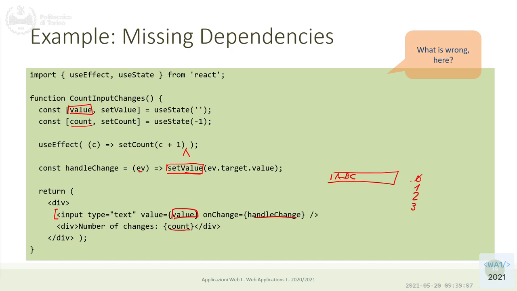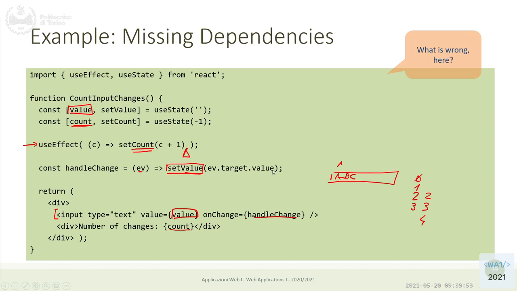What happens here is that the modification of c itself modifies a state variable and creates a new render of the component itself. So when I type A, of course, c goes to 1. But because c went to 1, the component is refreshed again. And since I have no dependency array here, c goes to 2, and then 3, and then 4. This effect is run not only on the modification of value, but also on the modification of c. So the modification of c may trigger that.